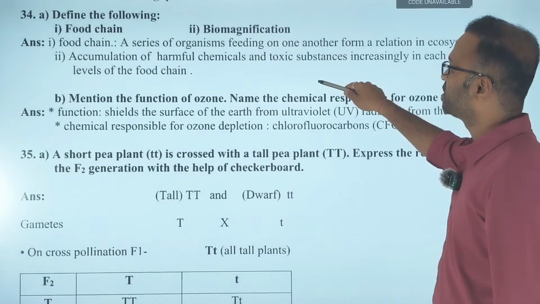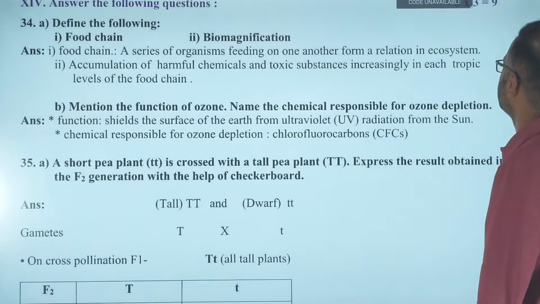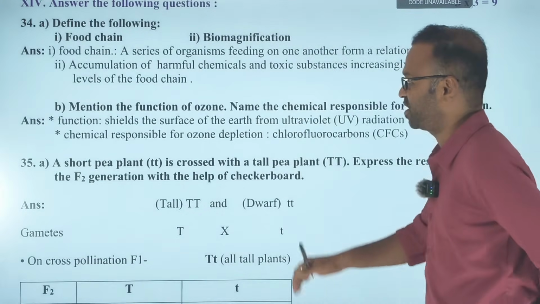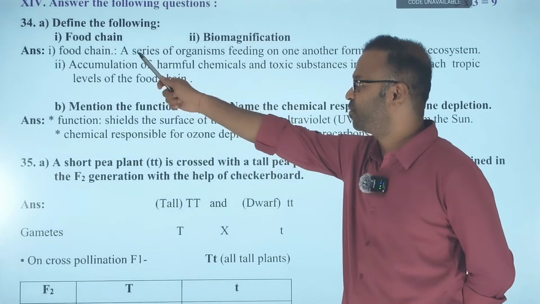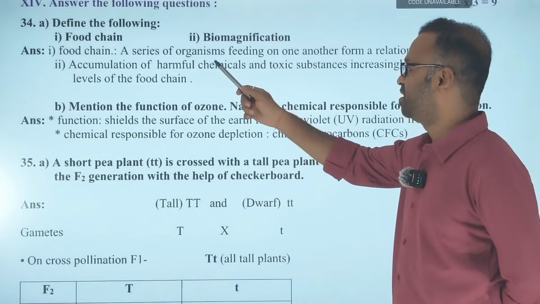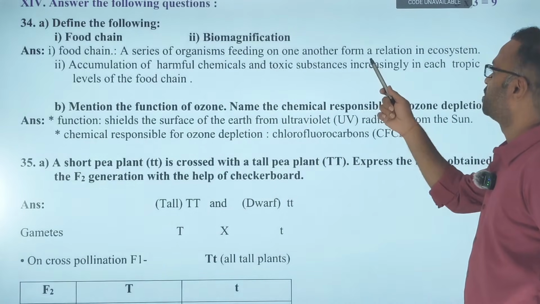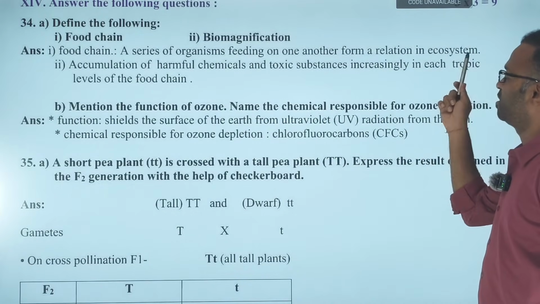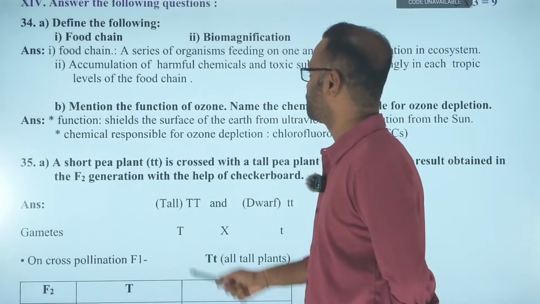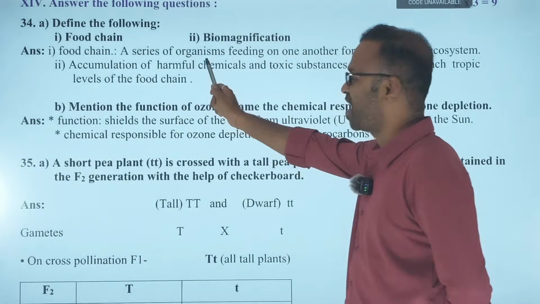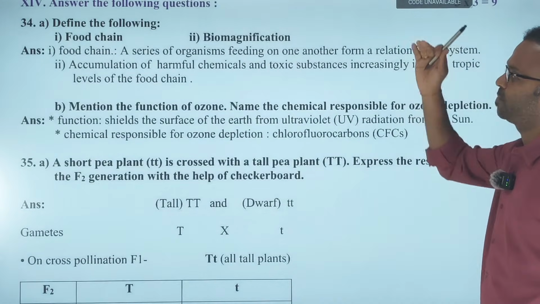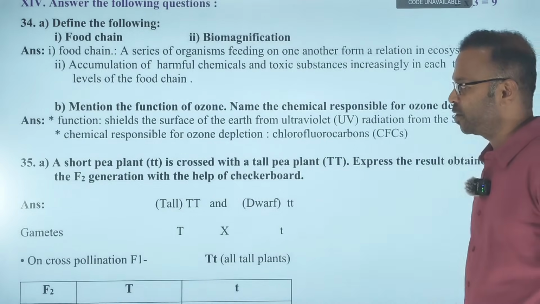Define the following. So this is the next section, that is the 14th section, which carries 3 marks for each question. 3 questions are there, total 9 marks weightage for this section. So first question is 34A. Define the following: food chain and biomagnification. So what is a food chain? A series of organisms feeding on one another forms a relation in the ecosystem where the energy is transferred from each trophic level as we go higher. Biomagnification is the accumulation of harmful chemical substances or toxic substances increasingly in each trophic level of the food chain, that is called biomagnification.